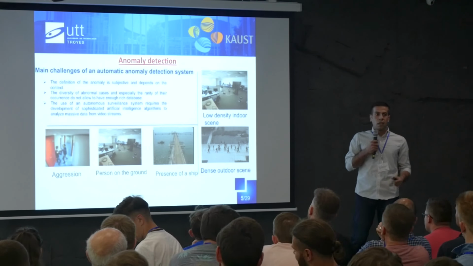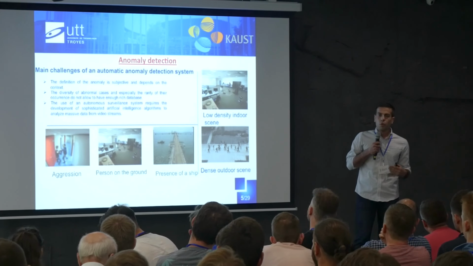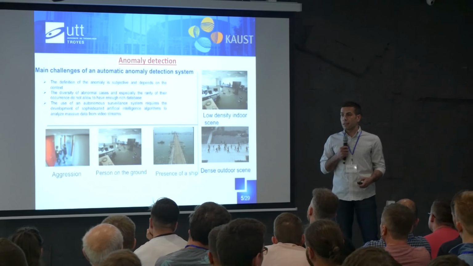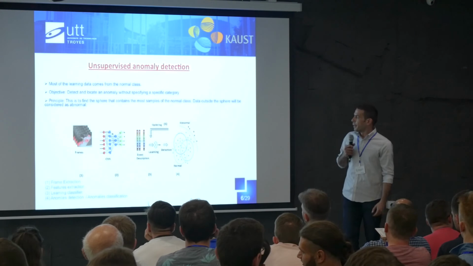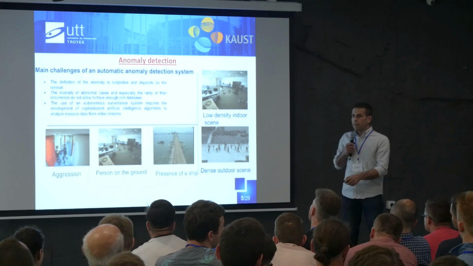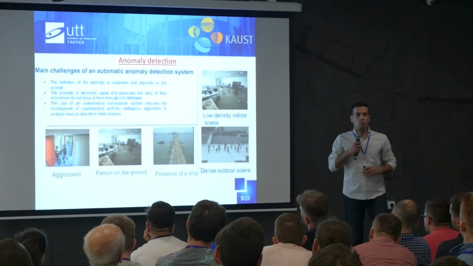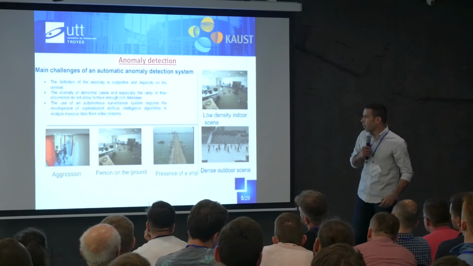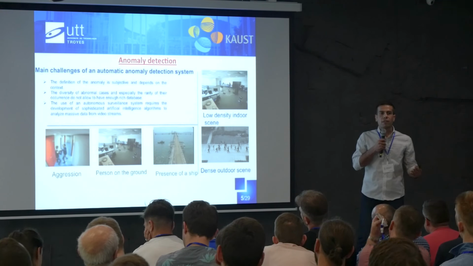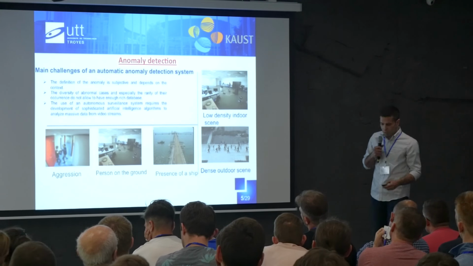And the third difficulty is, if you want an autonomous, intelligent system, we really have to create a robust algorithm and artificial intelligence which is able to do this task. For example, if there is any aggression in the video, or one person falling on the ground, you have to detect and localize it. And we have two types of videos: low density videos, and also dense videos.